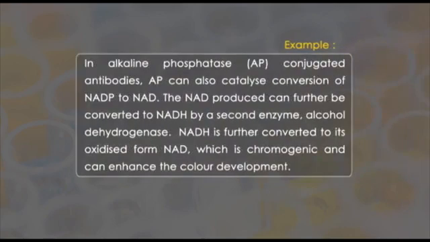For example, in alkaline phosphatase or AP conjugated antibodies, AP can also catalyze conversion of NADP to NAD. The NAD produced can further be converted to NADH by a second enzyme, alcohol dehydrogenase. NADH is further converted to its oxidized form NAD, which is chromogenic and can enhance the color development.